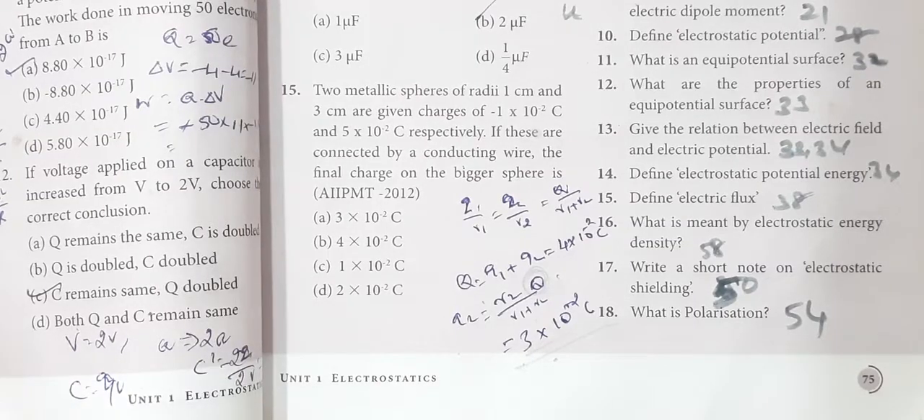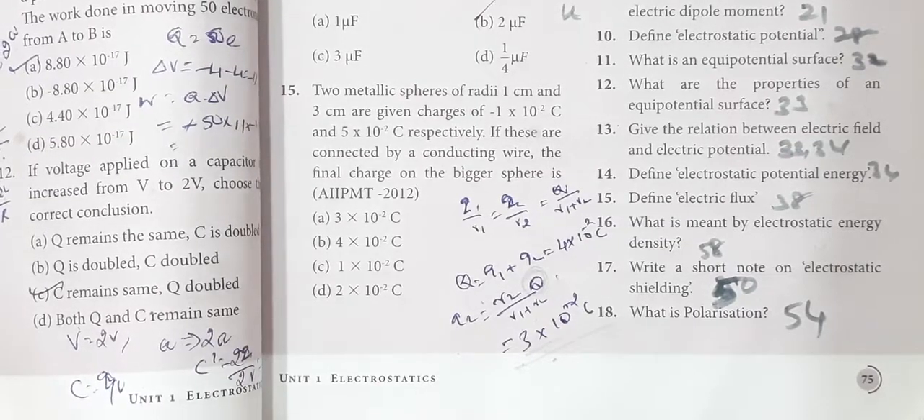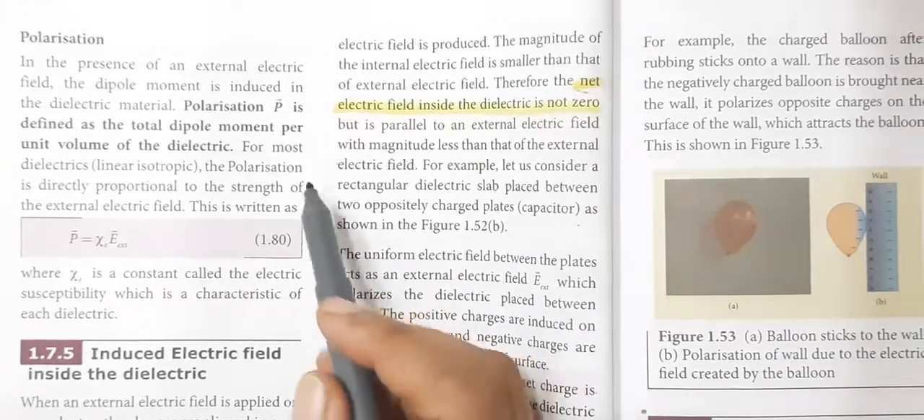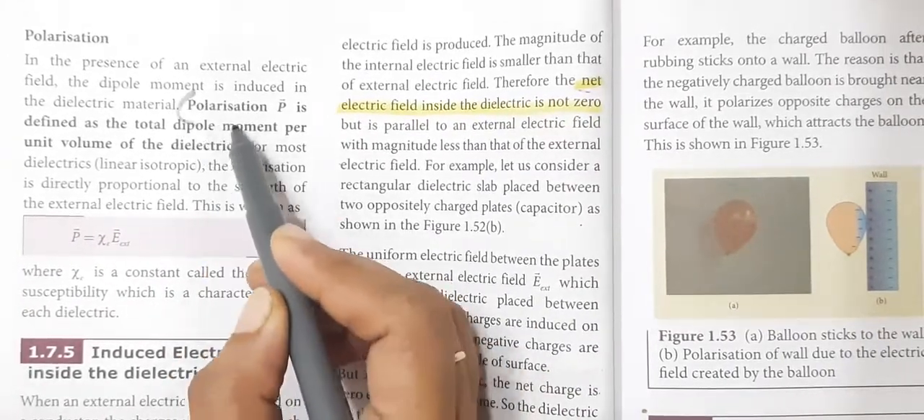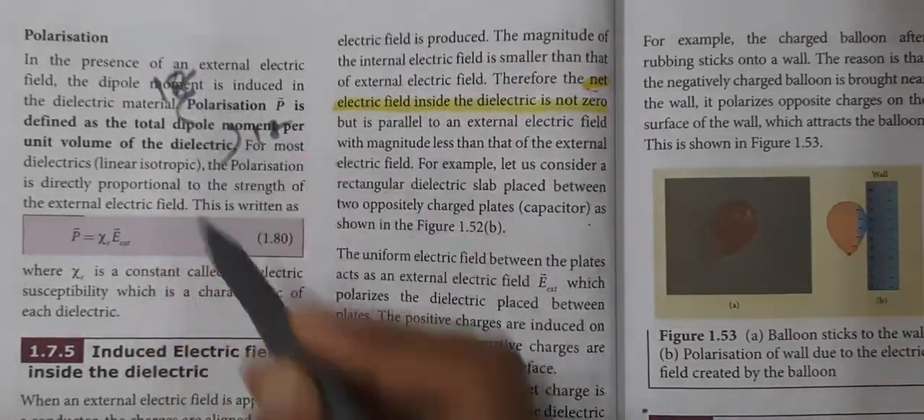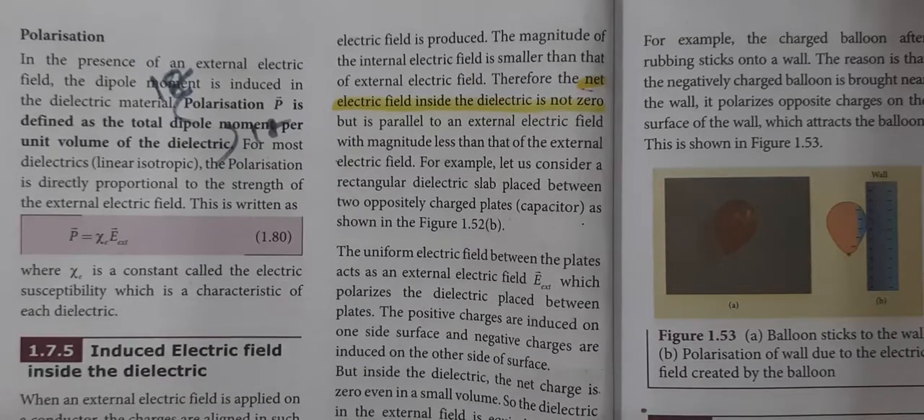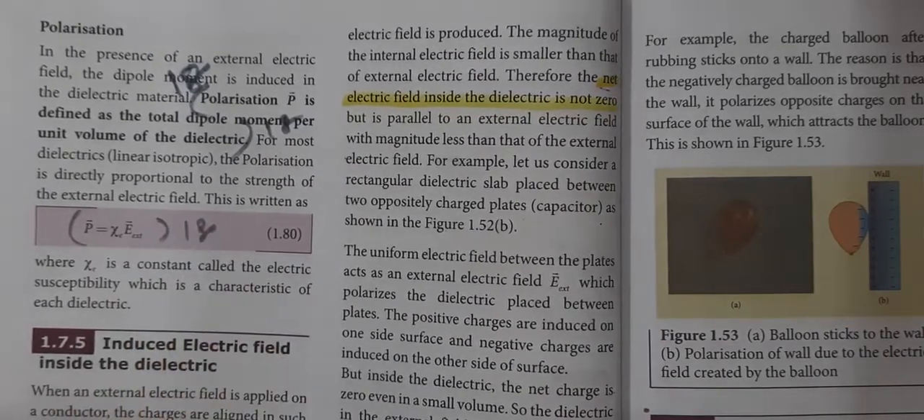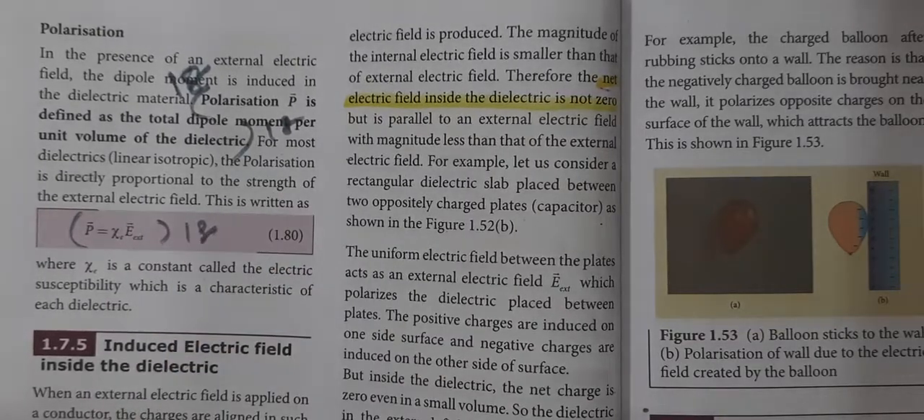The next question is, what is polarization? That is on page number 54. So polarization is defined as the total electric dipole moment per unit volume of the dielectric. This is question number 18. Okay. This also you can write. This is enough.